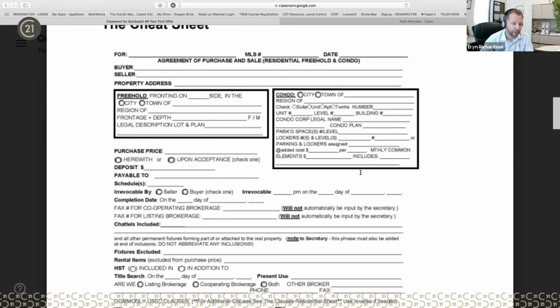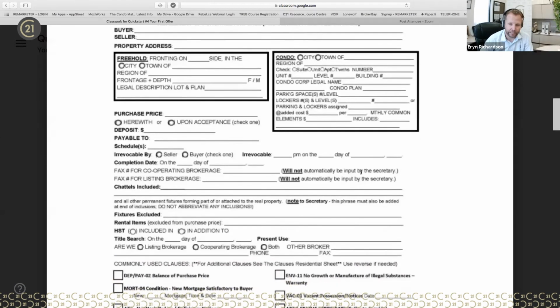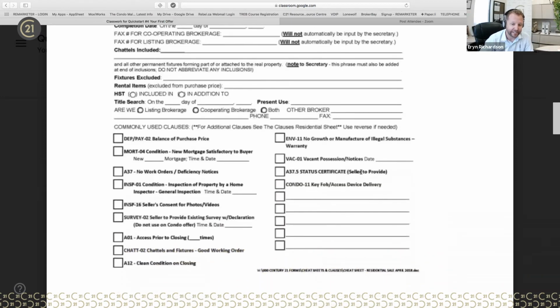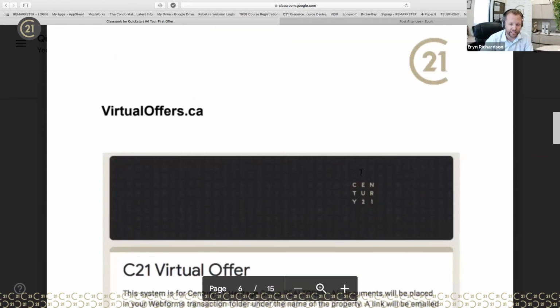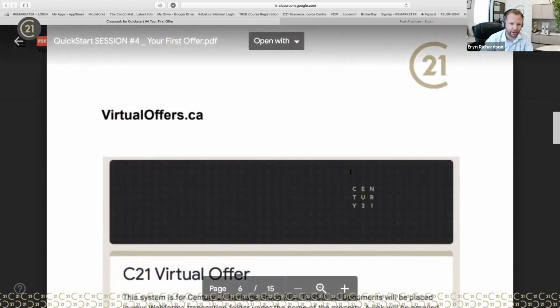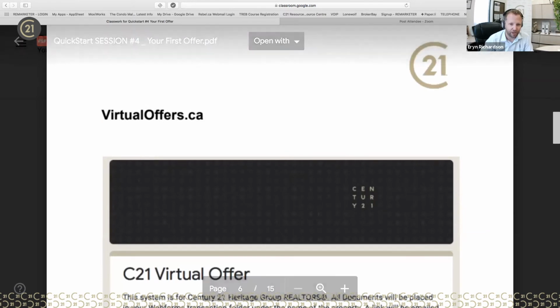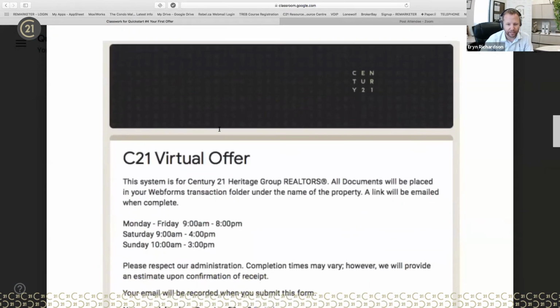So it's up to you. Print this off, fill it in, send it to our front desk. They'll call you back and say, "I can't understand what you wrote here," because they can't read your handwriting and all that kind of stuff. It's just not as easy as the next slide, which is virtualoffers.ca. And by the way, we own virtualoffers.ca and virtualoffer.ca, so if you mess that up, that's okay.